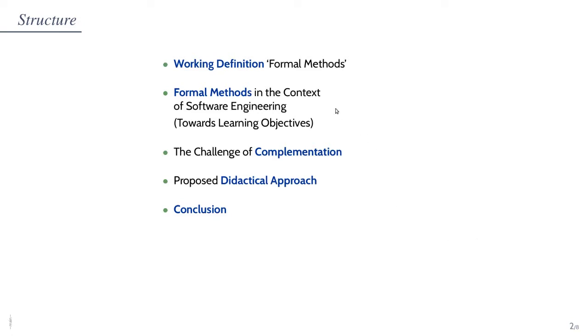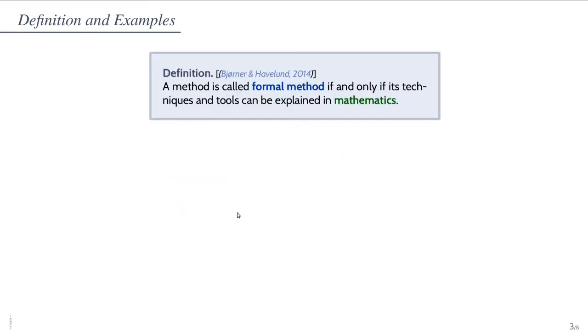Then we discuss a view on formal methods in the context of software engineering that hinges on learning objectives for formal methods in software engineering. And we outline why we see a need for work here. We continue to point out the challenge of teaching towards these learning objectives and present a proposal of a course design, including a particular didactical approach. And finally, we conclude.